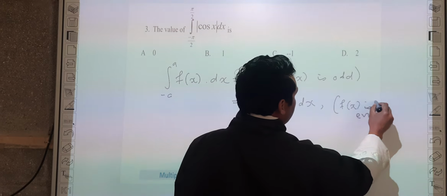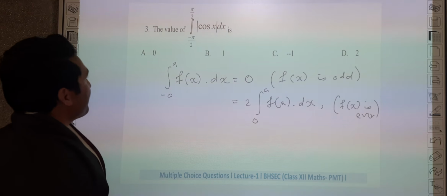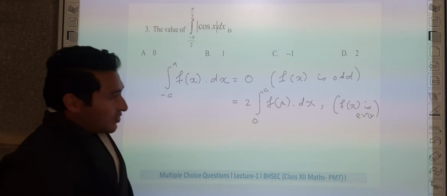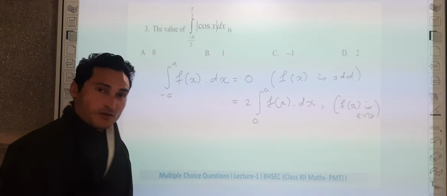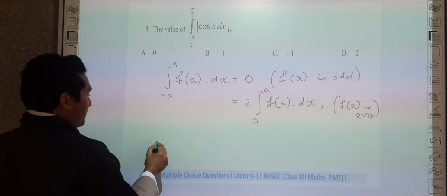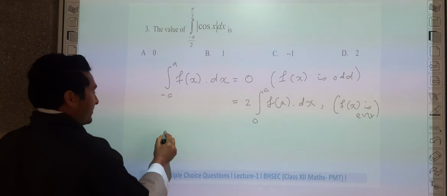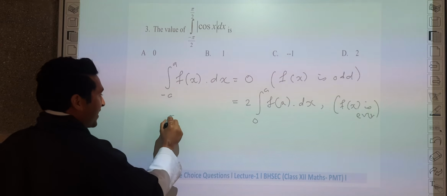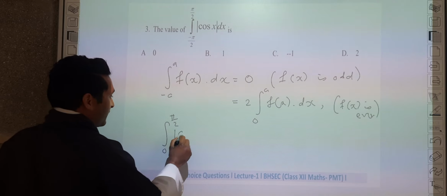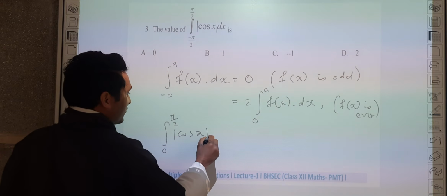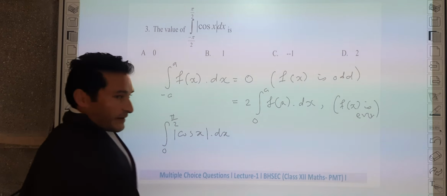So these are the two things that we have to keep in mind. Now here, this modulus of cos x is an even function. I will not go in depth. So here this given thing will be the integral from 0 to pi by 2 of mod of cos x. I am saying this mod of cos x is an even function, so you can verify it yourself.